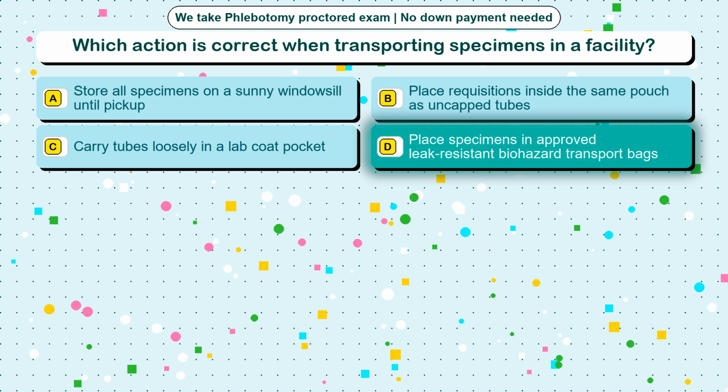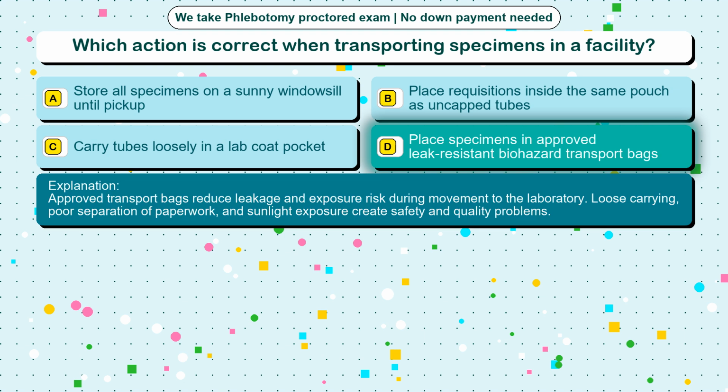The correct answer is option D, place specimens in approved leak-resistant biohazard transport bags. Approved transport bags reduce leakage and exposure risk during movement to the laboratory. Loose carrying, poor separation of paperwork, and sunlight exposure create safety and quality problems.